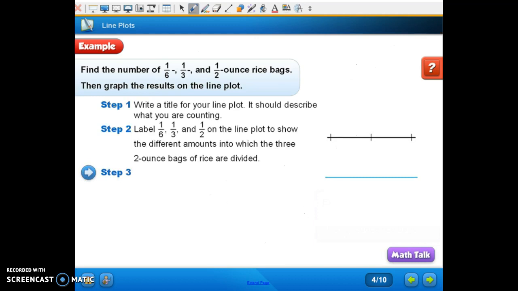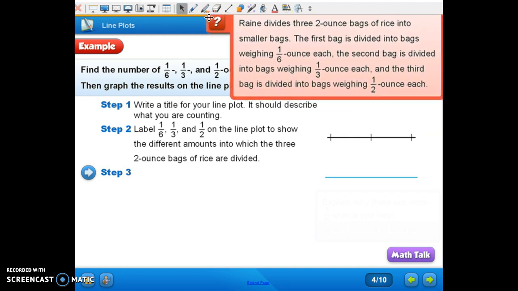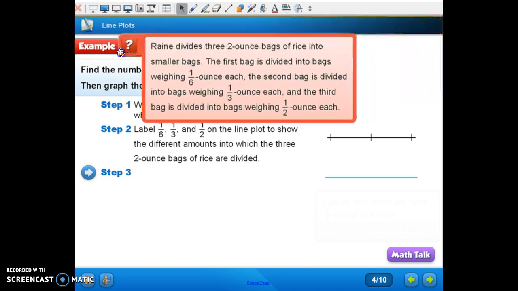Okay, we're moving on to the example on page 370. Rain divides 3 2-ounce bags of rice into smaller bags. The first bag is divided into bags weighing 1/6 ounce each. The second bag is divided into bags weighing 1/3 ounce each. And the third bag is divided into bags weighing 1/2 ounce each. So we're going to have to complete our line plot.